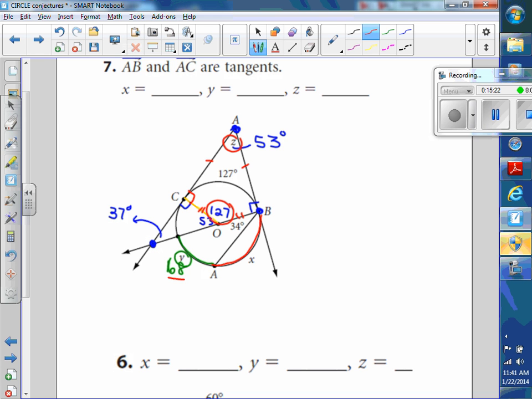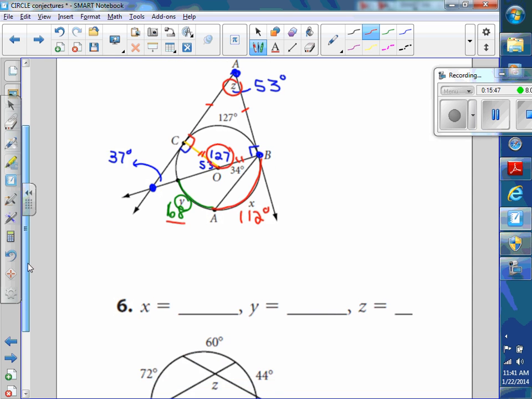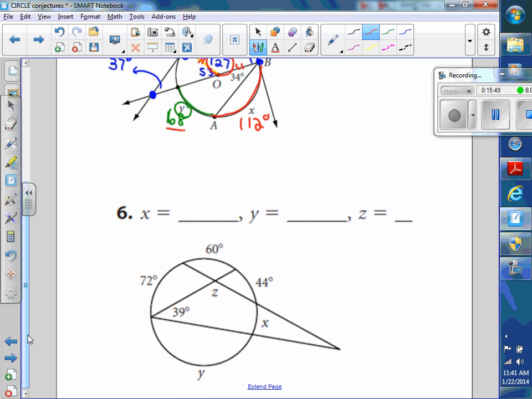Yeah, okay, and that's what makes it easier. Yeah, this is pretty easy, right? It's just that one. 68 plus what makes 180? 112. 112. Are we making sense there? Yeah. Okay. Easier problem right here, right?